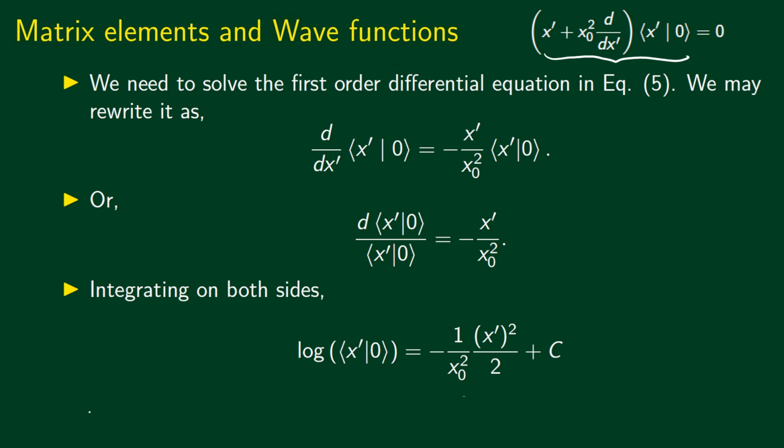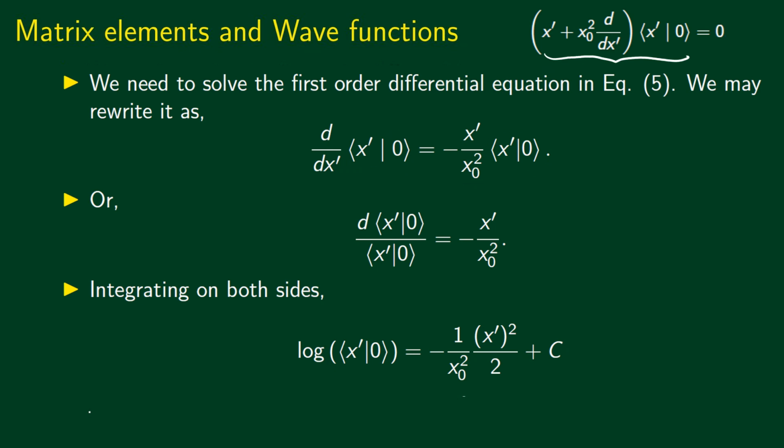We can rearrange the terms in this equation and write it as d by dx prime of ⟨x'|0⟩ is equal to minus x prime divided by x0 squared times ⟨x'|0⟩. Here we have the derivative of the function, and on the right side we get back the same function multiplied by some other function of x prime.